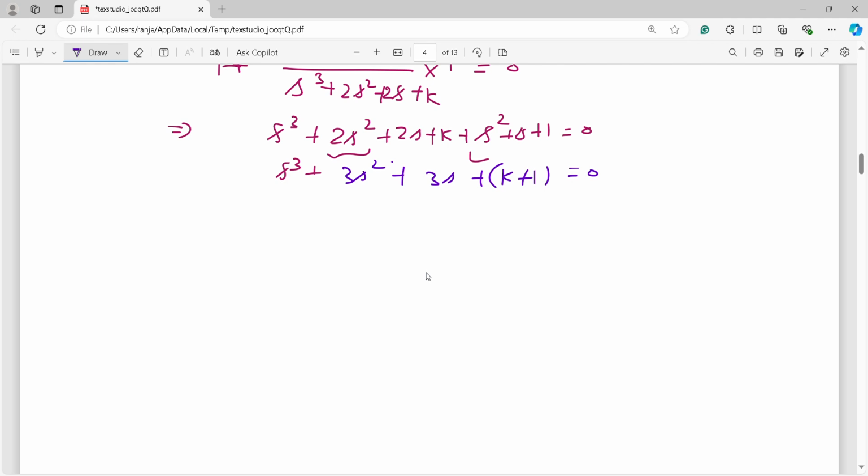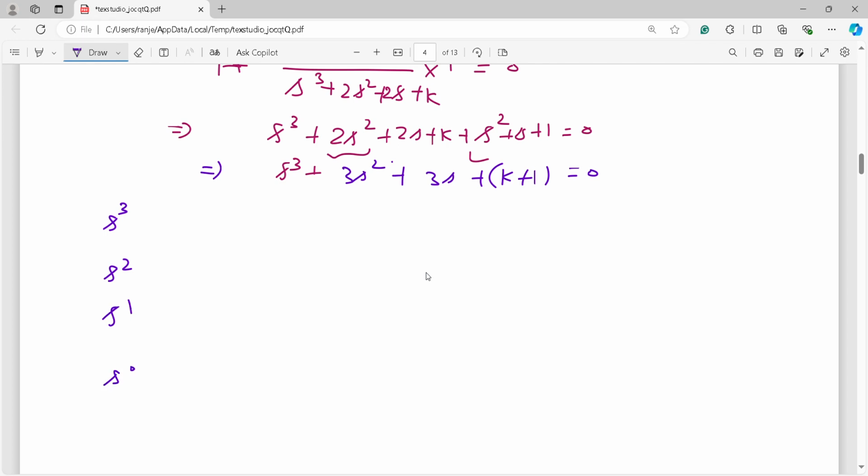So first we need to write the polynomial equation in descending order. Okay, so the s power 1 term is already there. Then we need to form the Routh-Hurwitz criterion table. So s square, s power 1, and finally the constant term s power 0.